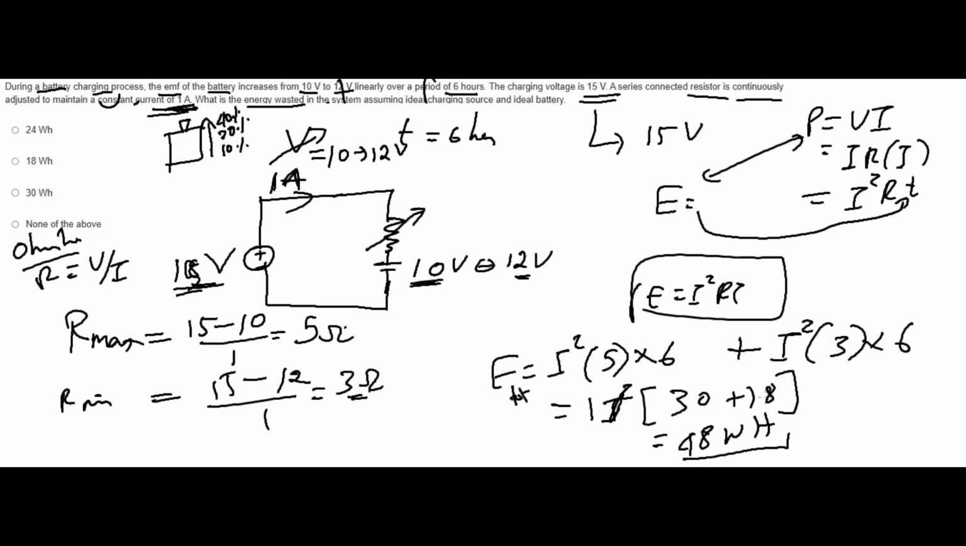So as per this, look at all the options in the question. 48 watt hours is not available. So I can just make it none of these. Okay, none of these is the answer.